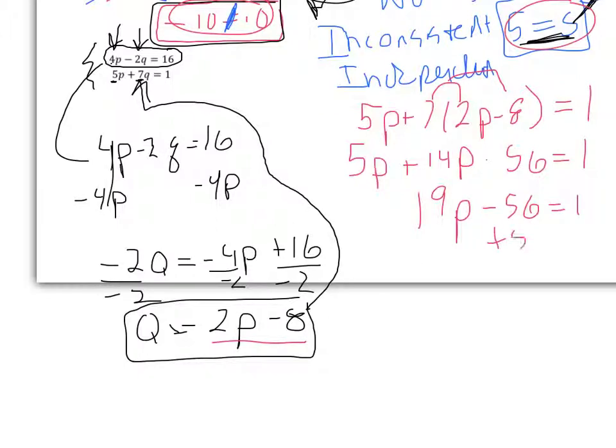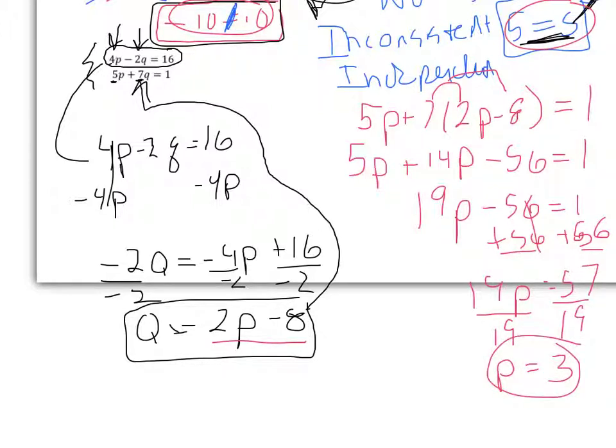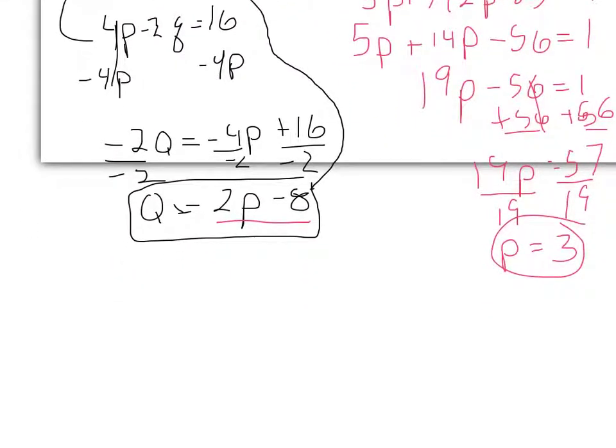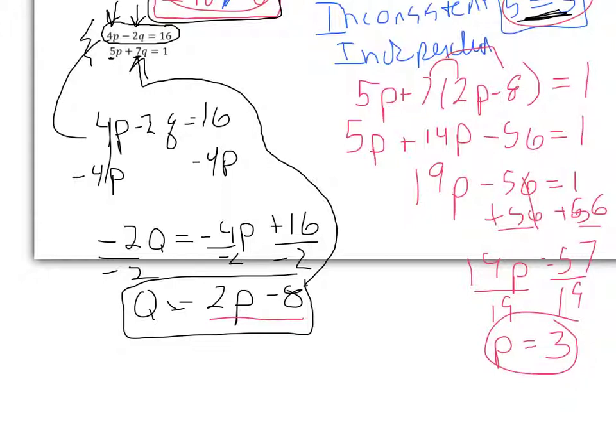Add 56 to both sides. Here we get cancellation, so we get 19p equals 57. Divide by 19, and we get p equals 3. Okay, so we have our p equals 3. So in this ordered pair right here, because we have these p, q combinations, we know that it's going to be 3, comma, whatever q is going to be here.